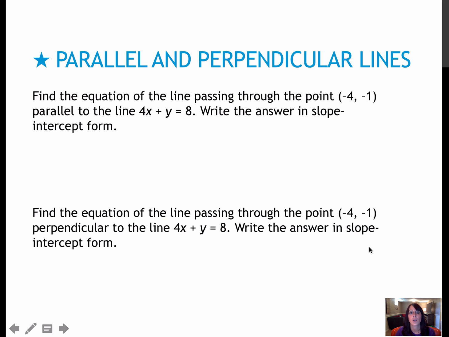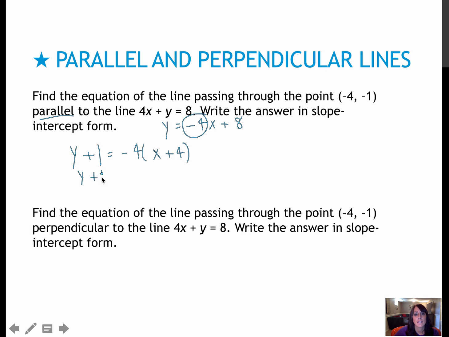For the last one, go ahead and find the two equations and then press play to check your work. So again, here I have my original equation, which I'm going to subtract 4x from each side, which means the slope is negative 4. So for the parallel line, I'm using the slope of negative 4. So y minus negative 1, so y plus 1, equals my slope of negative 4, and then x minus negative 4, so x plus 4.